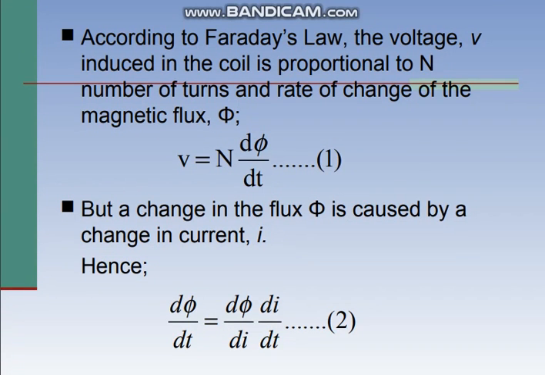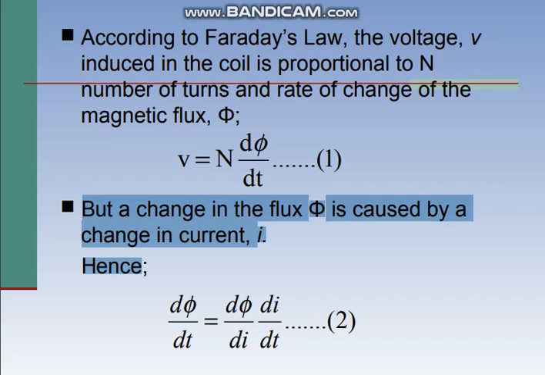According to Faraday's law, the voltage induced in the coil is proportional to the number of turns n. The flux cut will produce the voltage. So the number of turns n times the rate of change of the magnetic flux with respect to time will be the induced voltage. But a change in the flux phi is caused by the current i.